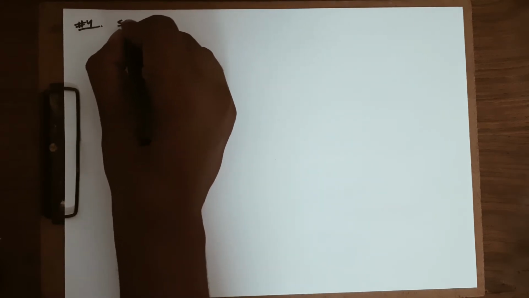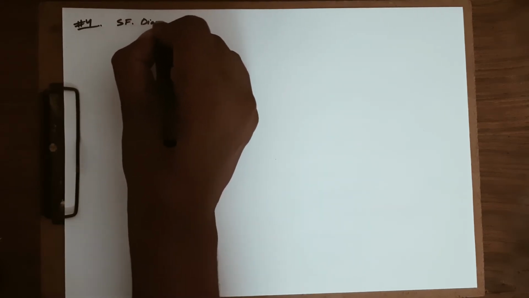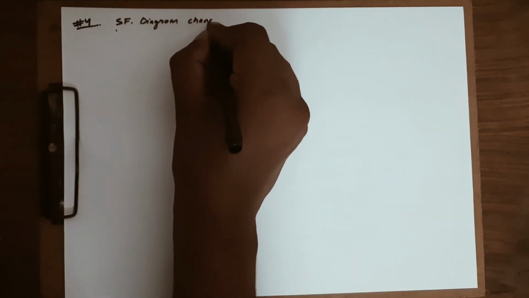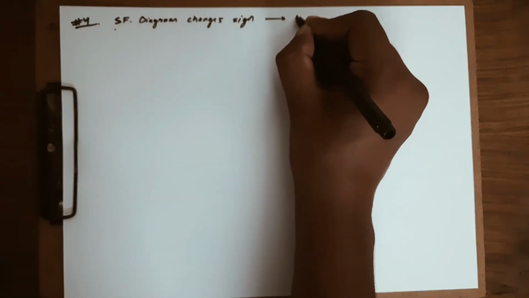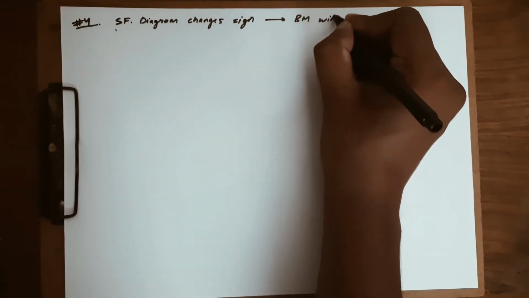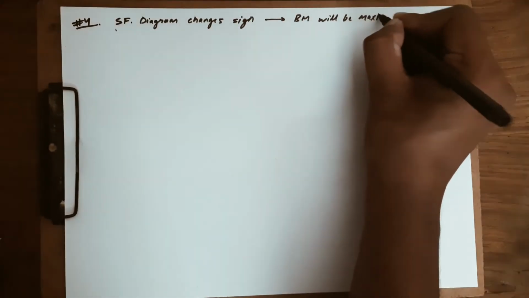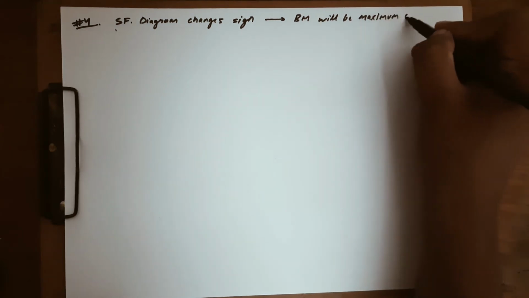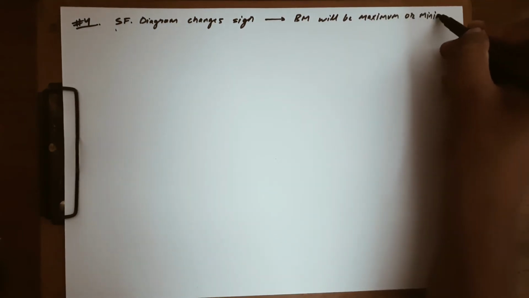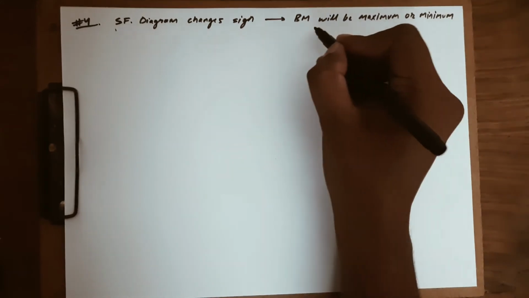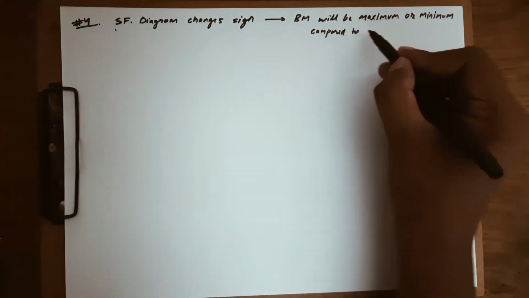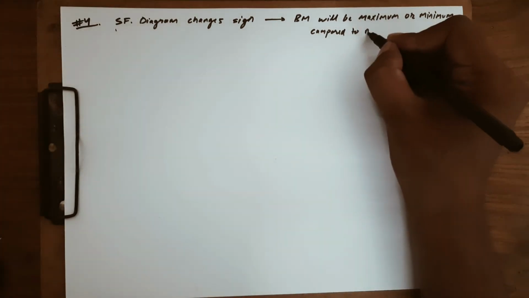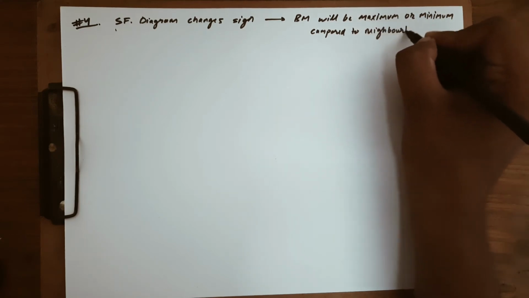the shear force diagram, if the shear force diagram changes sign, then in this case the bending moment will be maximum or minimum compared to the neighborhood point.